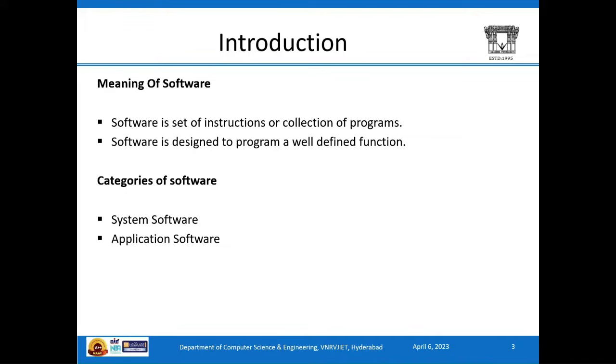In software project management, first we have to understand the meaning of software. Software is a set of instructions or a collection of programs. Using this set of instructions, we design a program with well-defined functions. There are two categories of software. The first one is system software and the second one is application software.